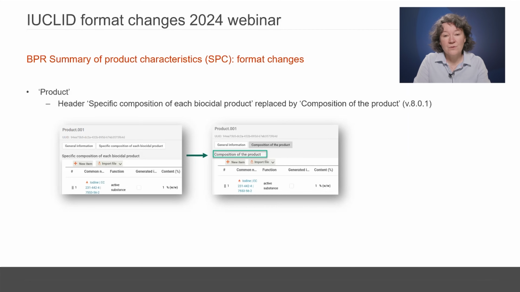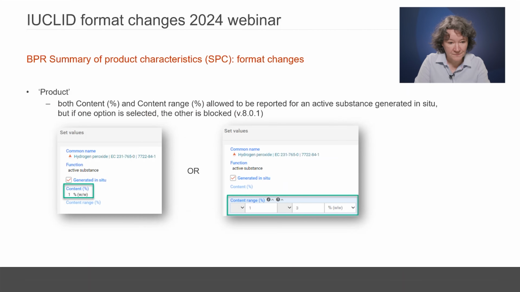We are still improving IUCLID, and today I would like to show you what has changed since the SPC go live in February. First, in the product document, we have a new header, composition of the product. In the same document, for a component which is an active substance generated in situ, a user can provide either content or a content range. When one of the options is selected, the other one is not active anymore.